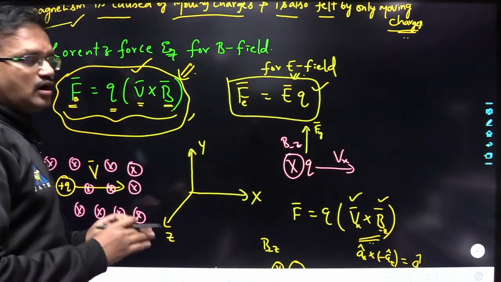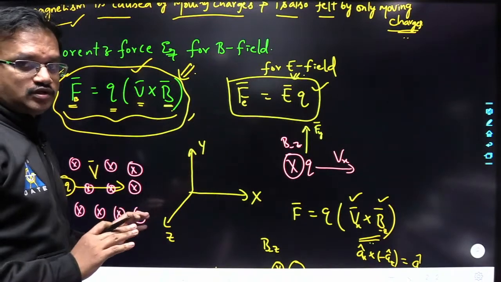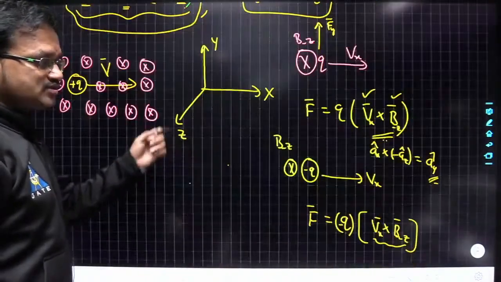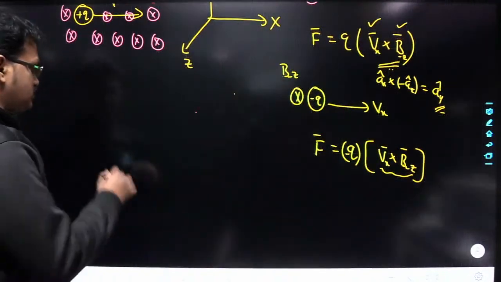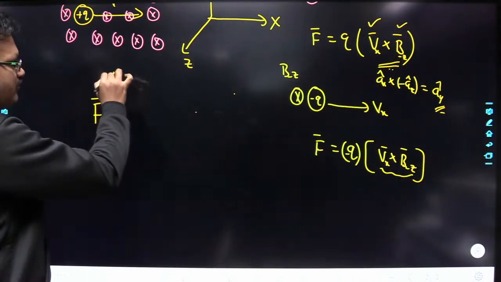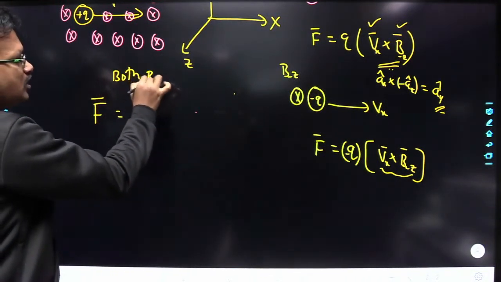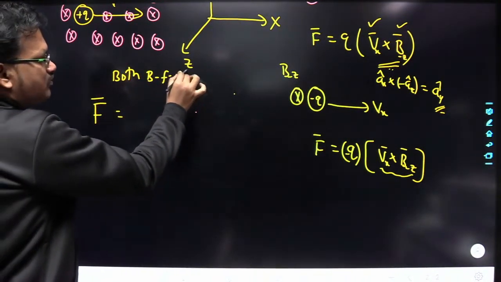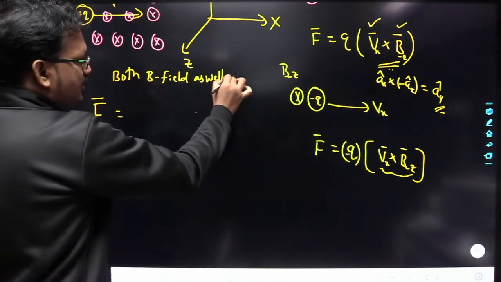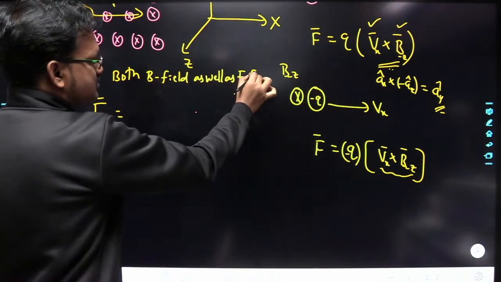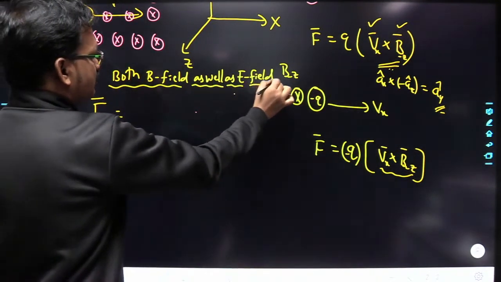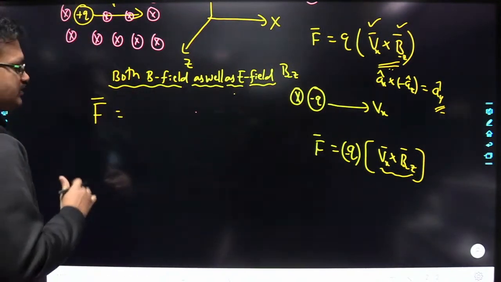So in that case, how to write the Lorentz force equation? You are having both magnetic field as well as electric field. So how to write the Lorentz force equation whenever you are having both B field as well as electric field? If you are having both the fields, then how to write here?